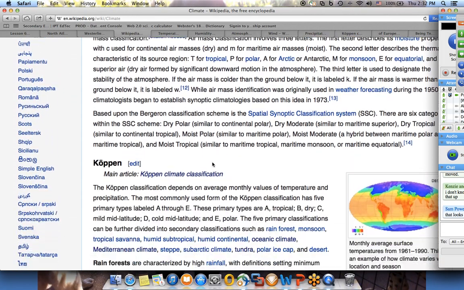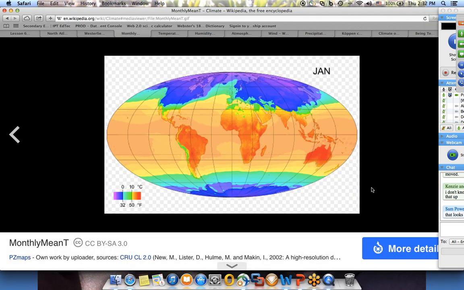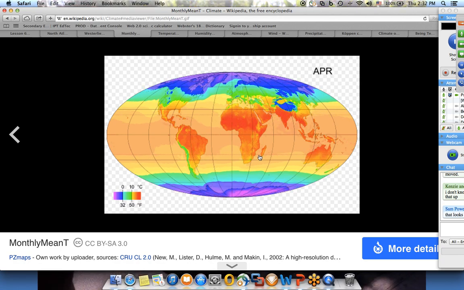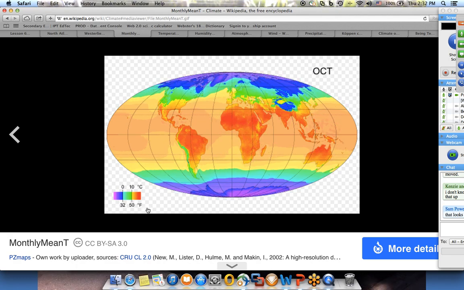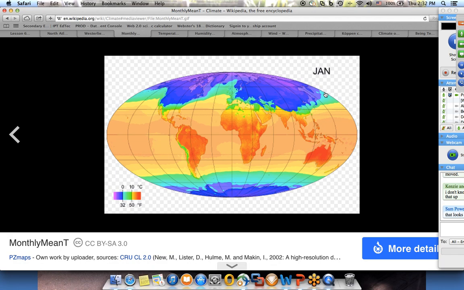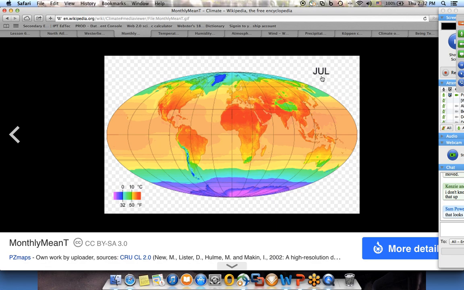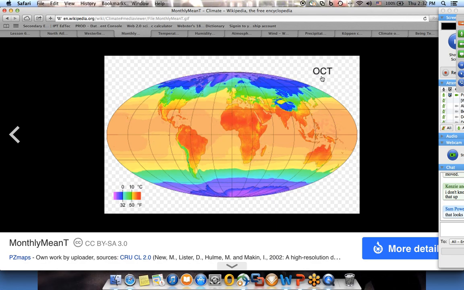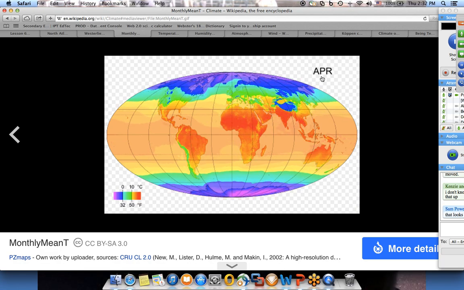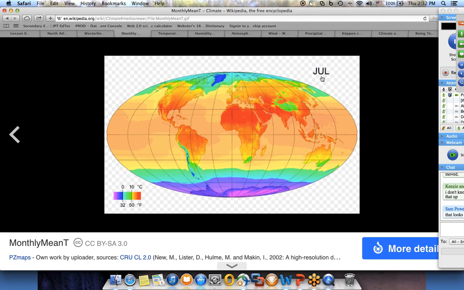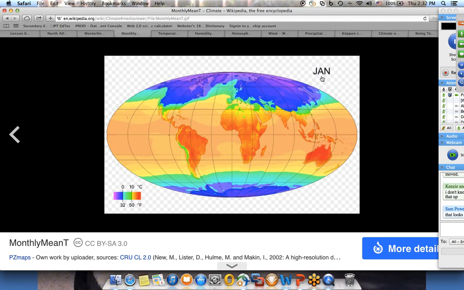So in this article, there's actually a couple of animations that I think are really interesting to look at. Here we see the temperature of the different areas of the world depending on the month of the year. Here we are in April, May, and you can see how the temperature changes from the southern to the northern hemisphere.